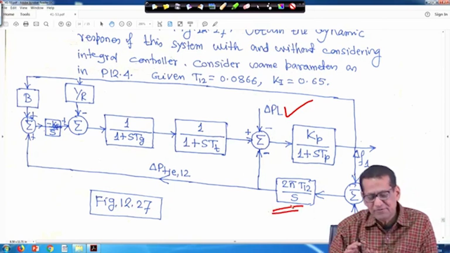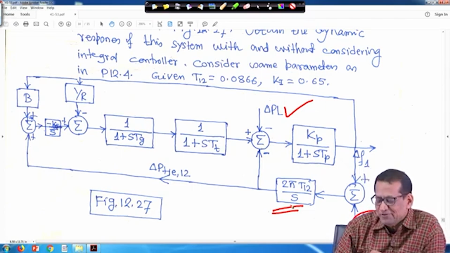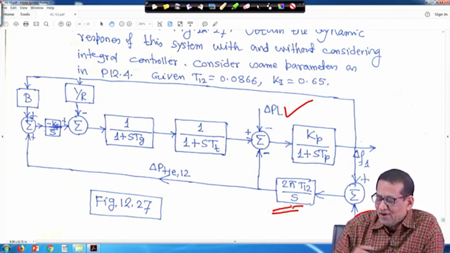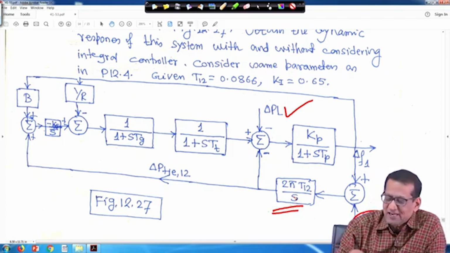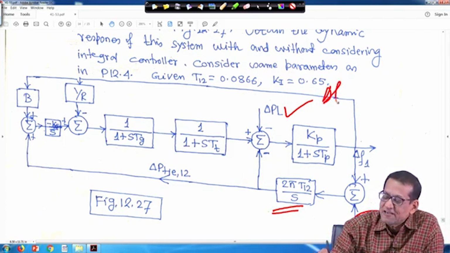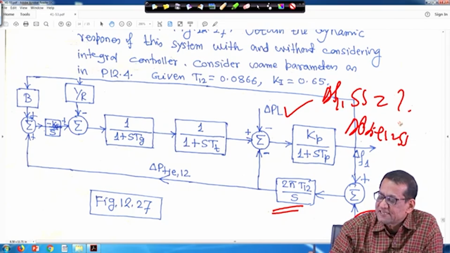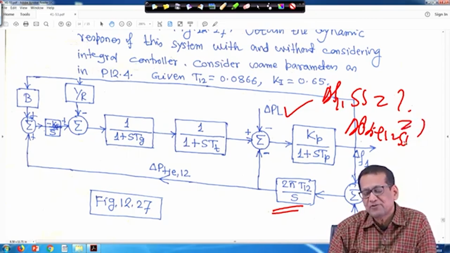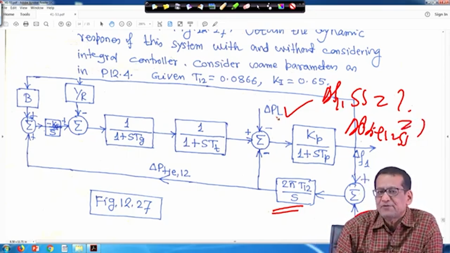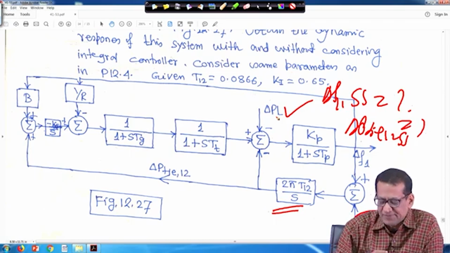In this case I am not asking you to do simulation. What you will do is find out the steady state error, that is, delta F1 SS is equal to how much, and delta P tie 1 2 SS is how much. This is an exercise for you, for a step input delta PL, in terms of delta PL.